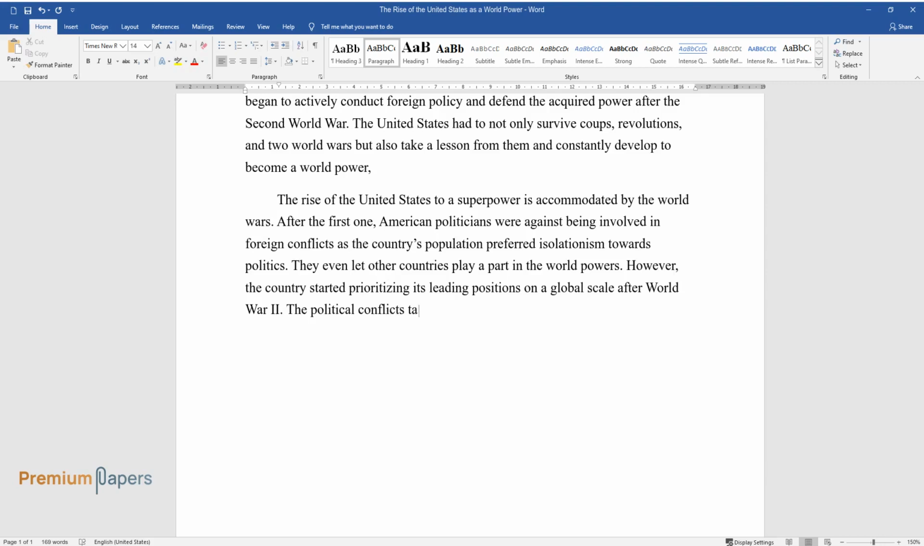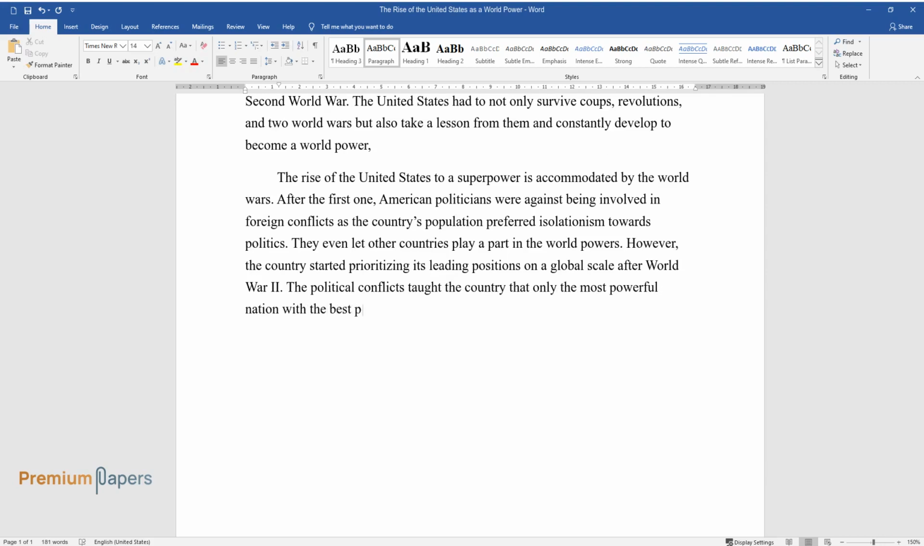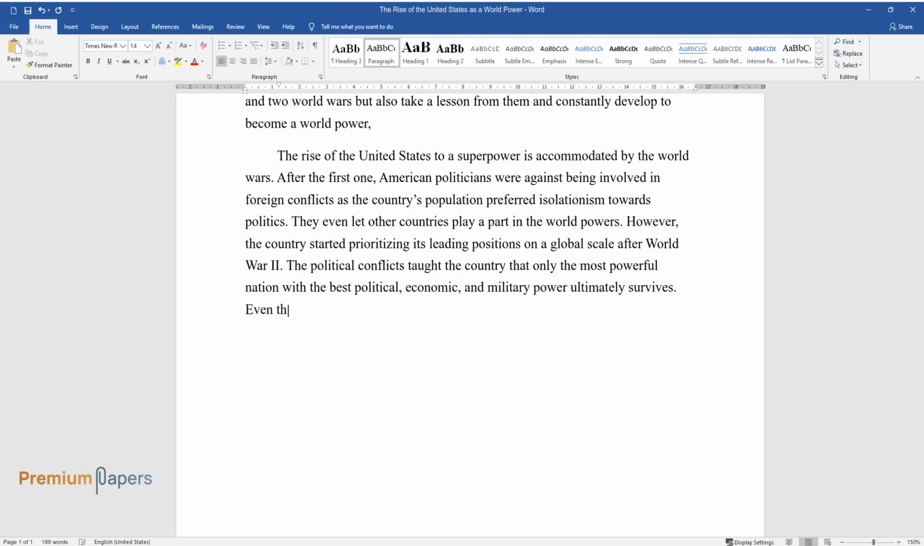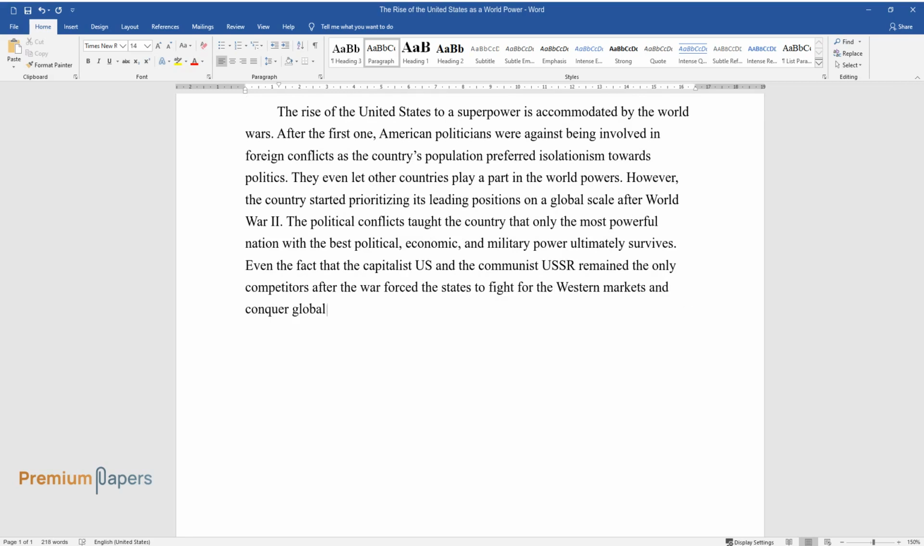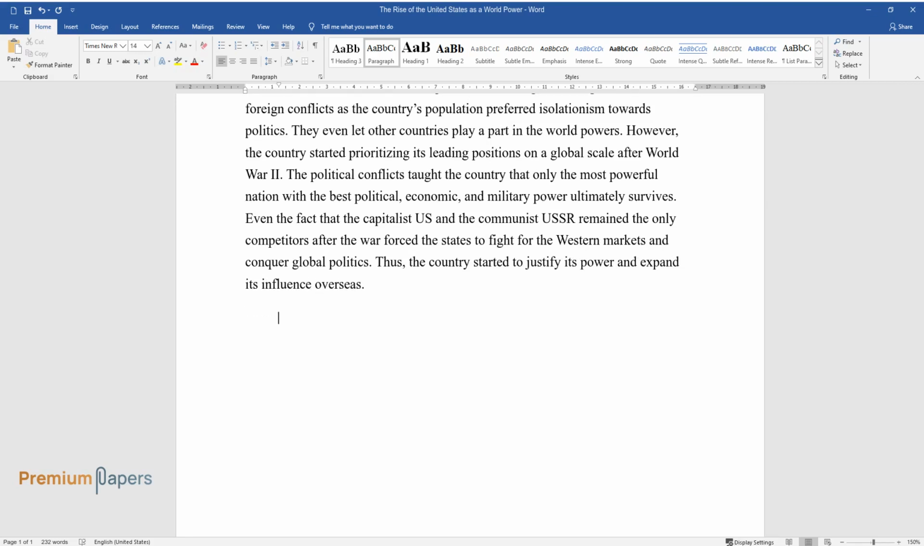The political conflicts taught the country that only the most powerful nation with the best political, economic, and military power ultimately survives. Even the fact that the capitalist US and the communist USSR remained the only competitors after the war forced the states to fight for the Western markets and conquer global politics. Thus, the country started to justify its power and expand its influence overseas.